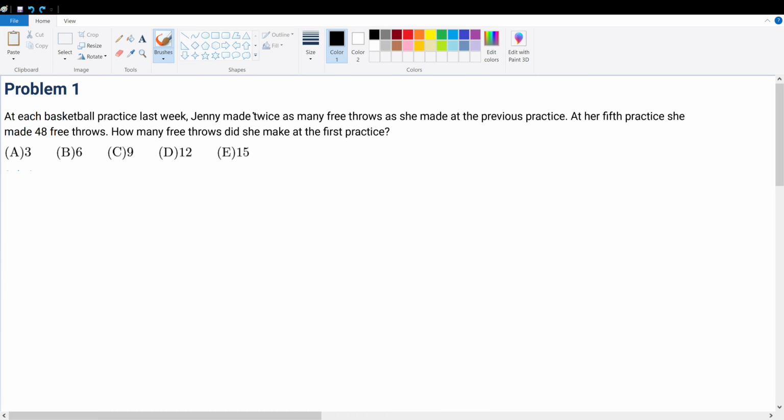Problem 1. At each basketball practice last week, Jenny made twice as many free throws as she made the previous practice. At her fifth practice, she made 48 free throws. How many free throws did she make the first practice?